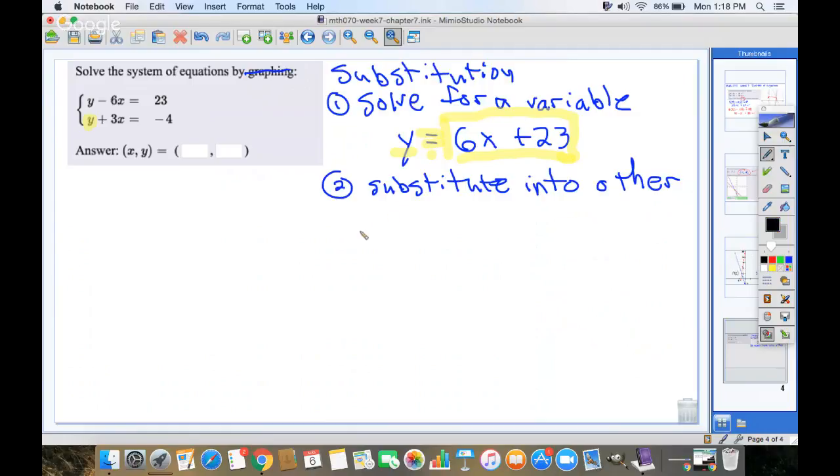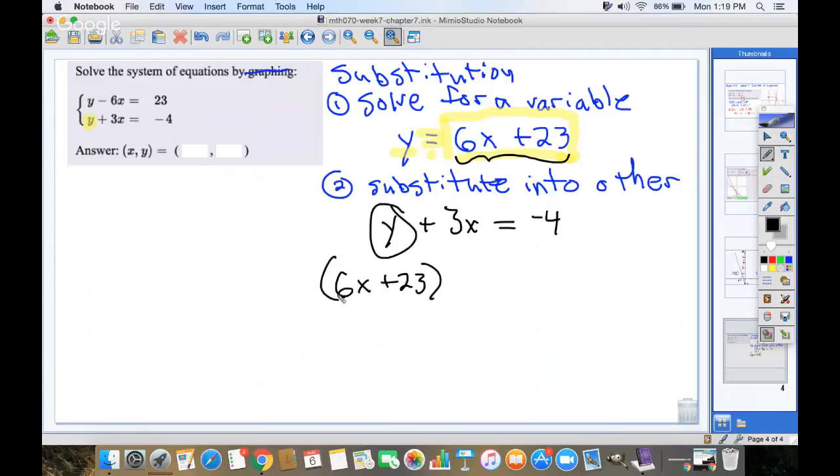So the other equation had a y, but instead I believe y is equal to that. So instead of writing y plus 3x equals -4, the equation above says I can replace this y with a 6x plus 23. And whenever we do a substitution, we should put in parentheses to be safe. And I copy down the rest of this. Plus 3x minus 4.